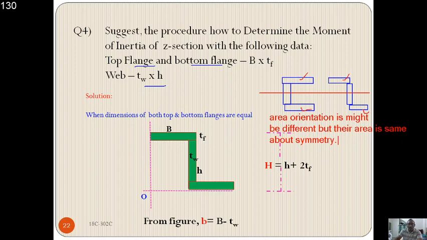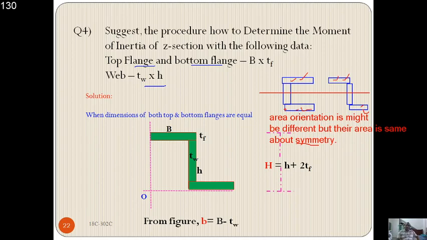So that means the flange areas of the top and bottom, their orientation is different, but about the symmetry axis, the areas are the same. The area here is equal to the area here, and the area here is also equal to here. Hence, if we forget the orientation, the Z section will behave like a channel section for the calculation procedure.